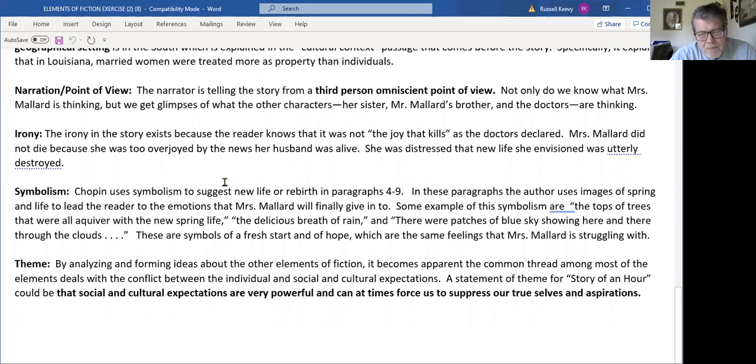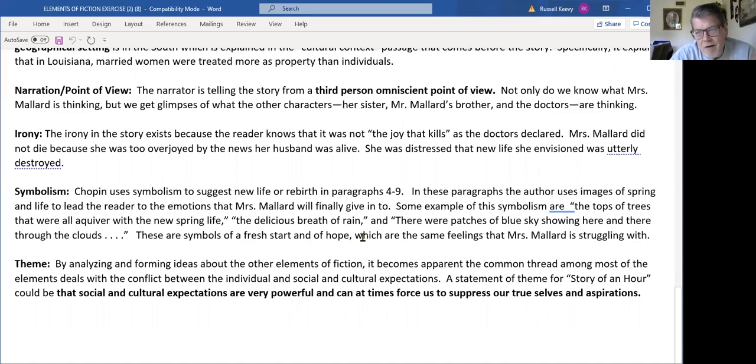Symbolism. I'm going to mention one that's not in here, but the one that jumps out at the beginning is the setting, when she's upstairs looking out the window and the trees are quivering and it's springtime. We all know the symbolism for spring is rebirth, right? That's why we have Easter in the spring. So she has this rebirth, this new opportunity. So those are pretty good symbols.